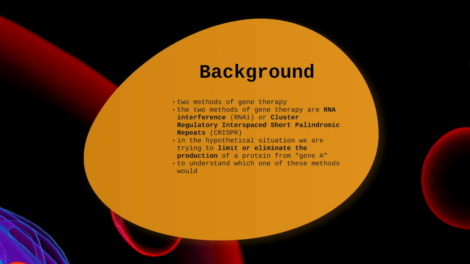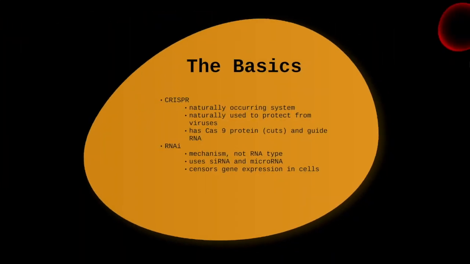To understand which of these methods would be most effective and which one I would choose, let's look at the basics for each method. For the basics, let's start with CRISPR. CRISPR is a naturally occurring system that was used to protect cells from viruses. The CRISPR mechanism is composed of a Cas9 protein, which cuts DNA, and a guide RNA, which aligns the mechanism.